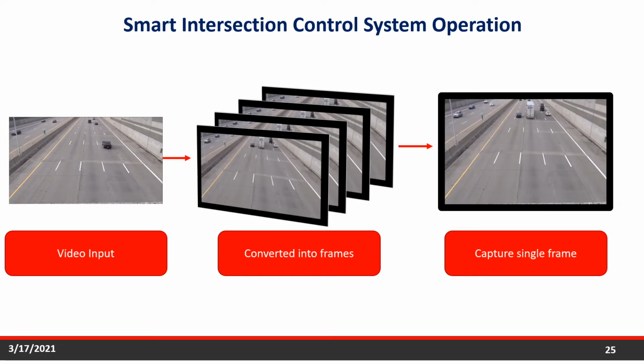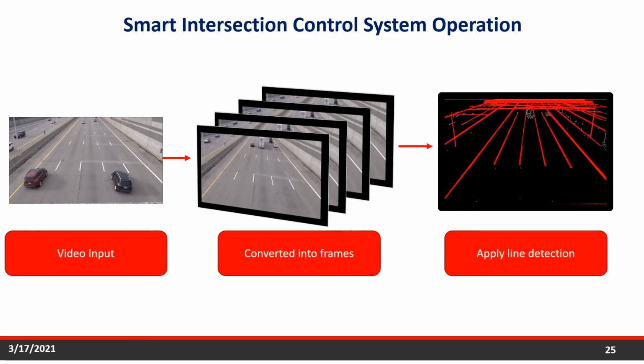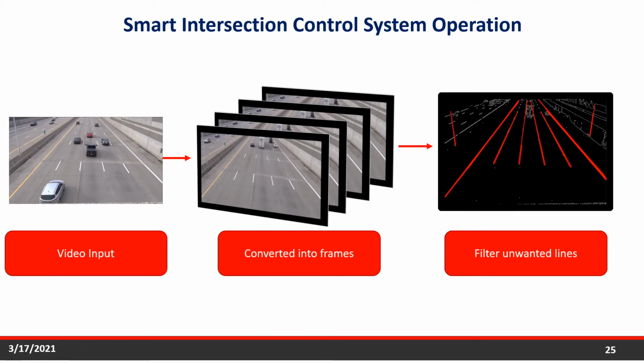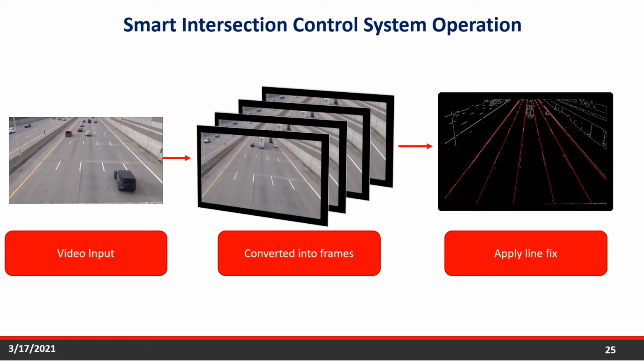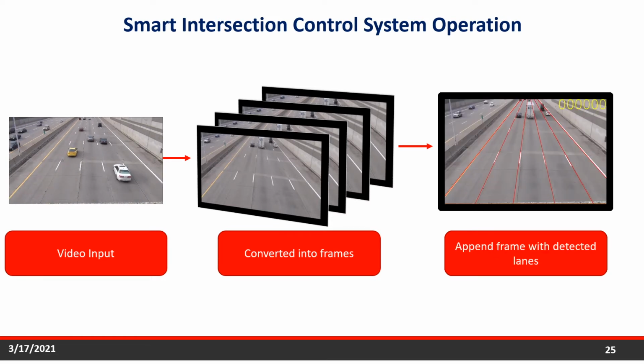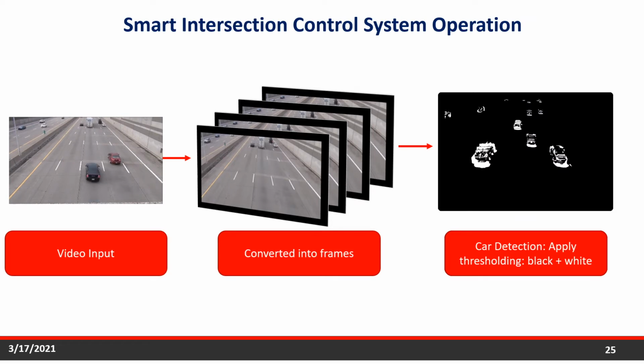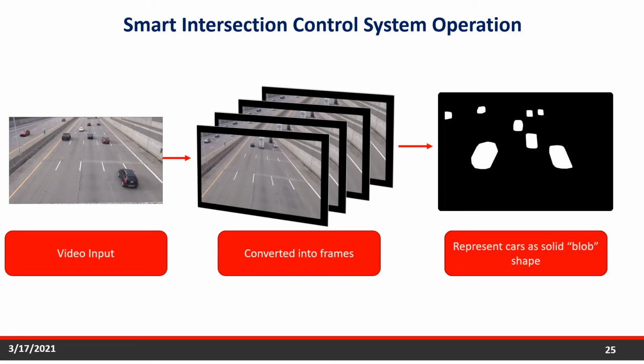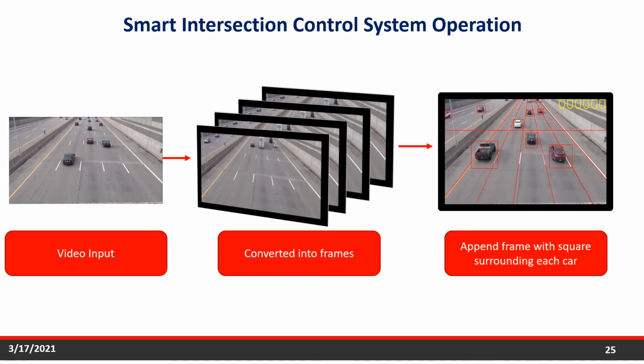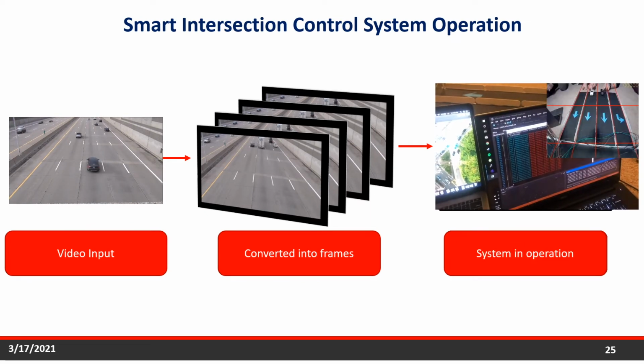After capturing a single frame, various image processing techniques are applied to each frame, including filtering, noise reduction, and object detection. Now you can see the processed video stream that captures the number of cars flowing in a particular direction and their count accounted for in each lane.